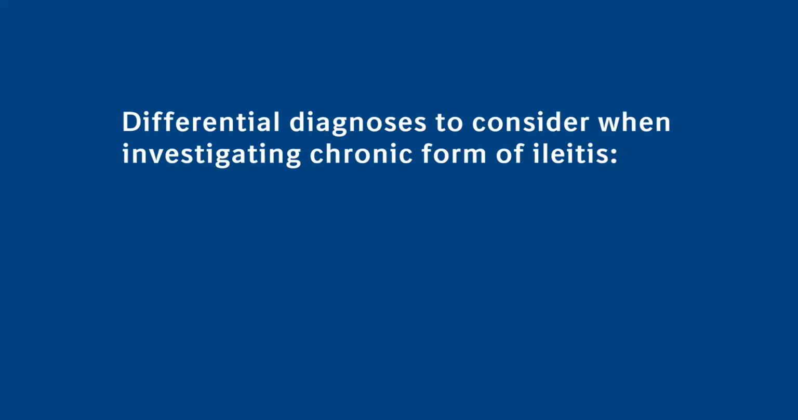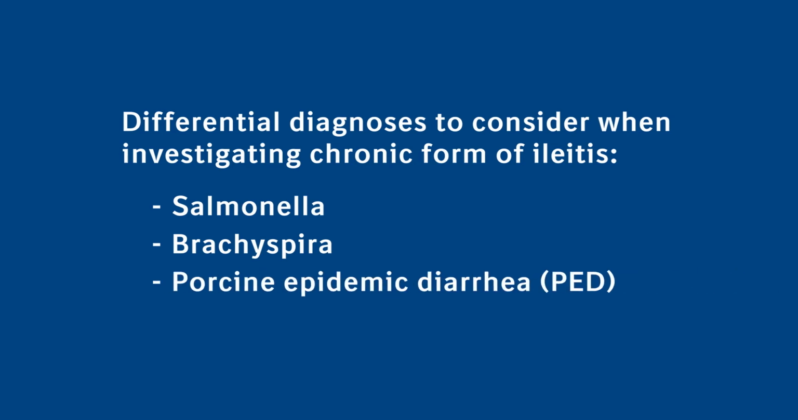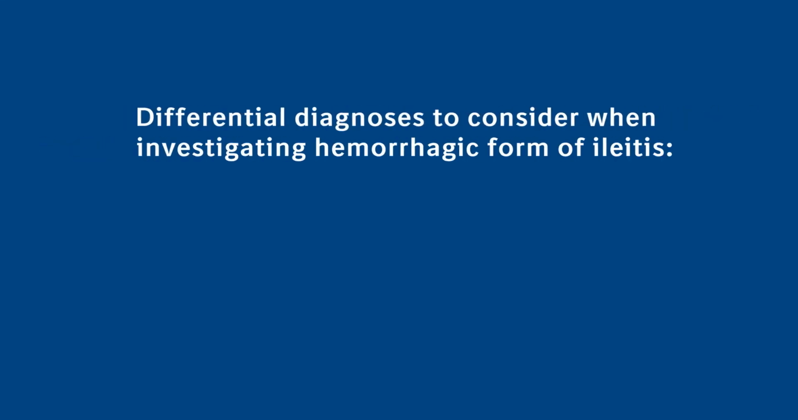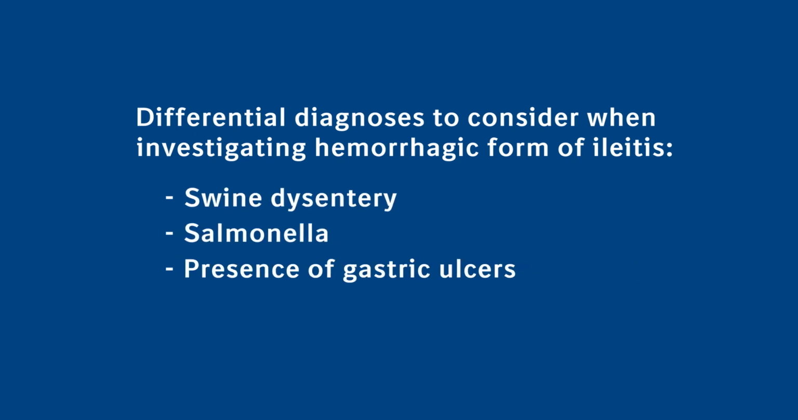Diarrhea can be caused by Lawsonia, but it can be caused by a variety of other pathogens too. So on those cases we definitely include differential diagnosis of other diseases; Salmonella would be the first one, then Brachyspira and PED. Those would be the main concerns. If you are heading towards a hemorrhagic form of the disease and you have animals with hemorrhagic diarrhea on the finishing side, you want to look at swine dysentery, Salmonella, and gastric ulcers.